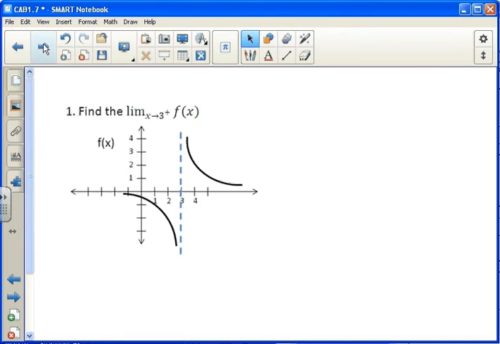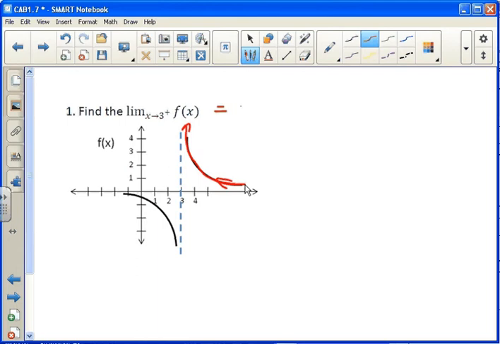It asks you to find the limit as x approaches 3 from the right side. So we're coming at 3 from this side, and as we follow the graph here, we see that it goes up to positive infinity. So that's our answer. Remember, it's completely fine for a one-sided limit to have an answer of positive or negative infinity.